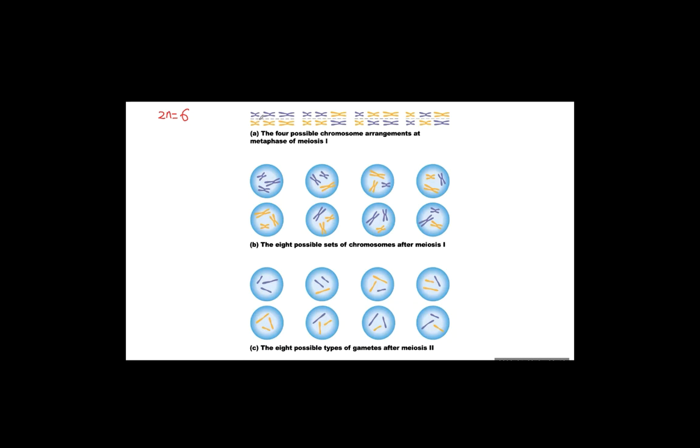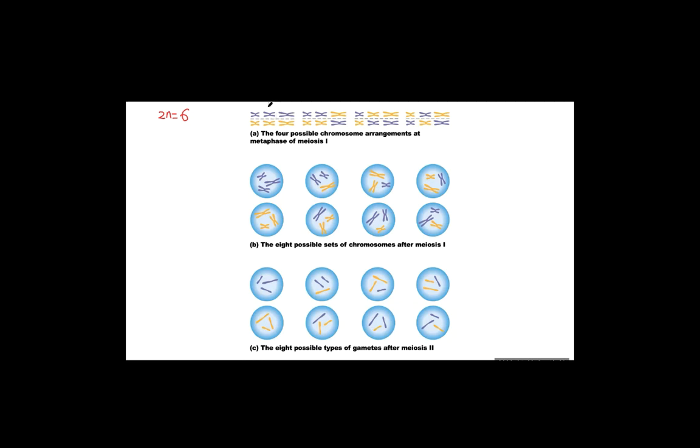This is a possible chromosome arrangement at metaphase of meiosis 1. Maybe they can have this position, or this purple and yellow, they can swap the position. This time, the second set of homologous chromosomes can change the position. They might have this arrangement. There is no way we can put our hands into the cell and reorganize the position. That's impossible. Therefore, we do not know which member of a homologous chromosome pair faces toward which pole.